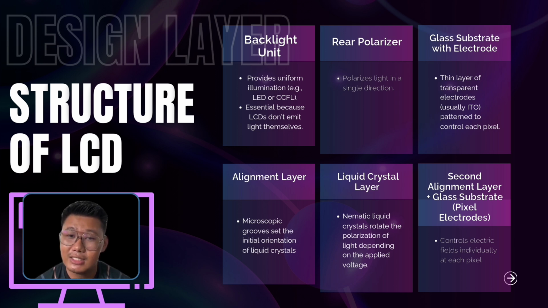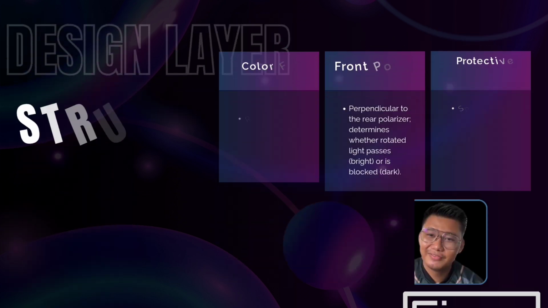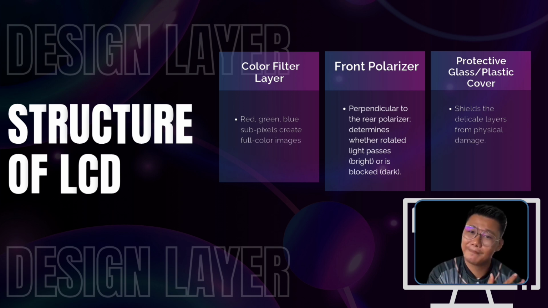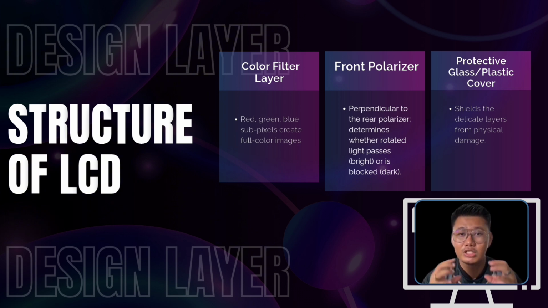A second alignment layer and electrode control each pixel. Next, for the color display, a color filter creates red, green, and blue subpixels, and then the front polarizer decides whether the rotated light passes or gets blocked. Finally, a protective cover shields all these layers.